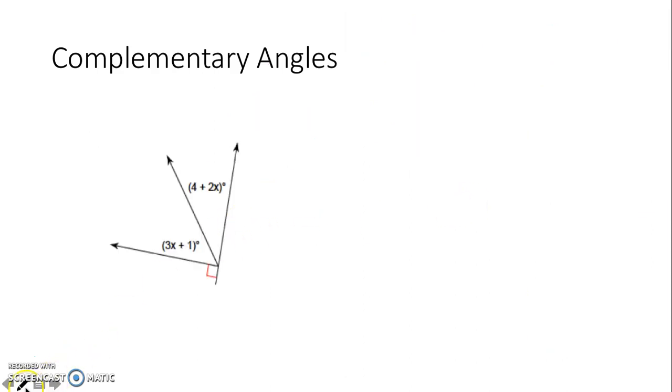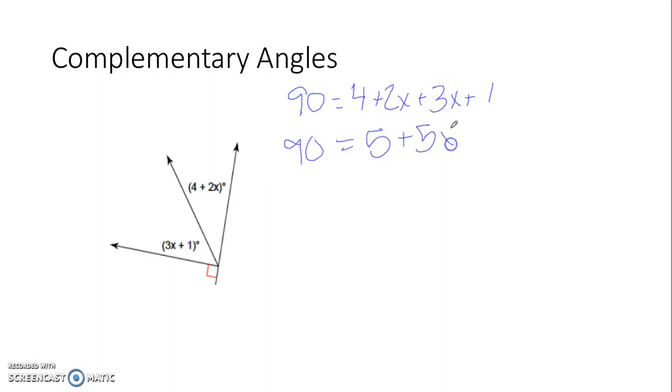Let's do one more example with complementary. Alright, so same thing, we know that this is a 90-degree angle, so 90 is equal to, we're going to add these two angles together. 4 plus 2x, that's this one right here, plus 3x plus 1. That's this angle right here. Next, combine like terms. 4 plus 1 is 5. 2x plus 3x is 5x. Subtract both sides by 5. We have 85 is equal to 5x.